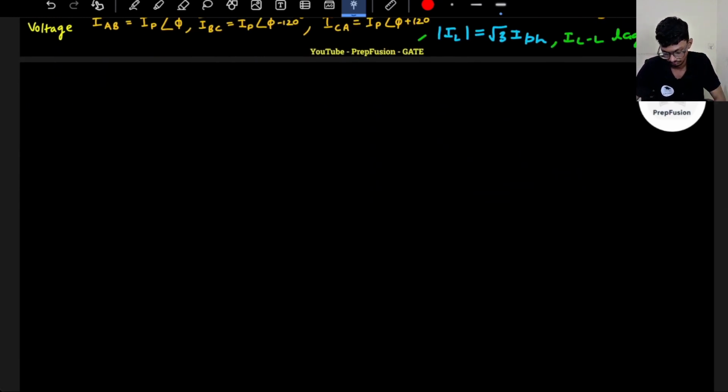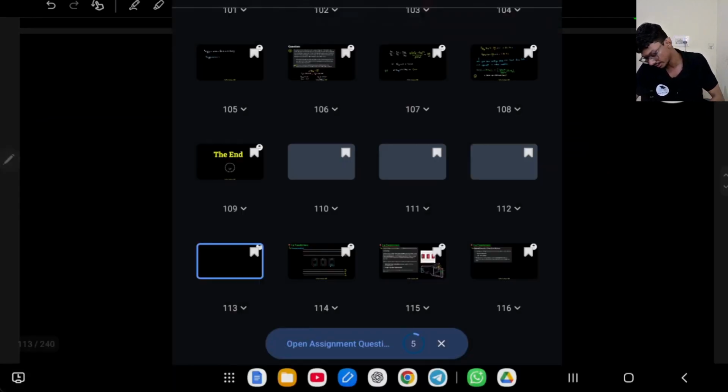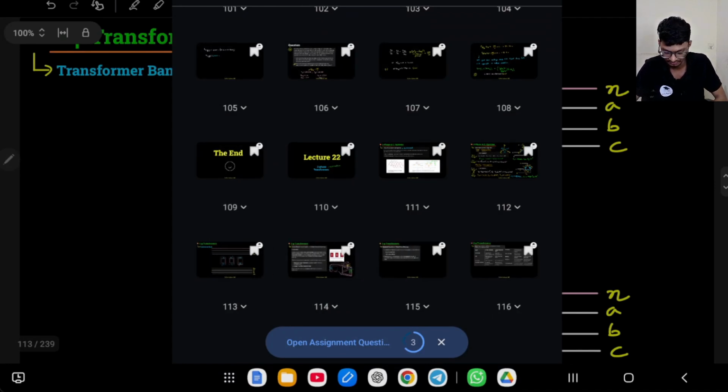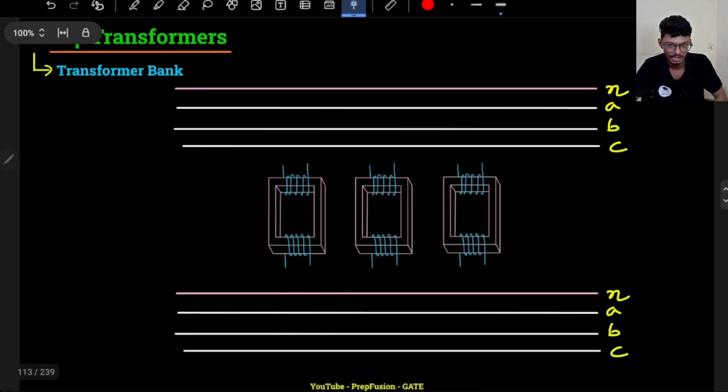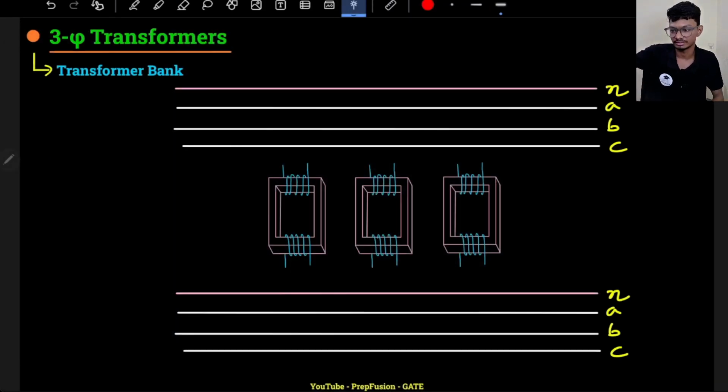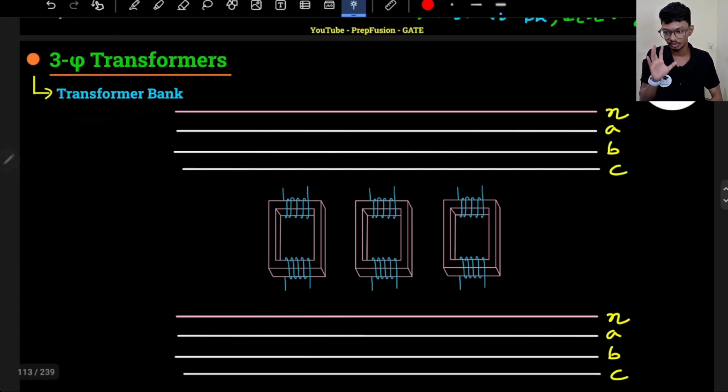Now let's start. Basically, let's start with the three-phase transformer. We have covered the basics of three-phase. Now let's start with the three-phase transformer. There are many ways to connect a three-phase supply to transformers. One way is to use a transformer bank. What does transformer bank mean?